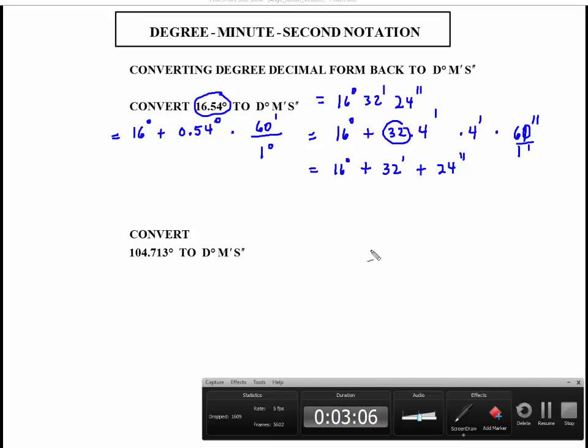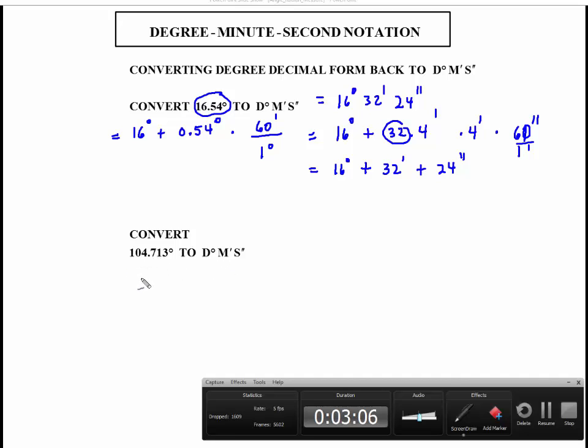Just don't confuse, like when we were going the other way, we were using the 3600 to go to decimal form. Here, you have to just use the 60s to get back. So let's do one more to make sure we have it here. So we're going to convert 104.71 degrees to degree minute second form.